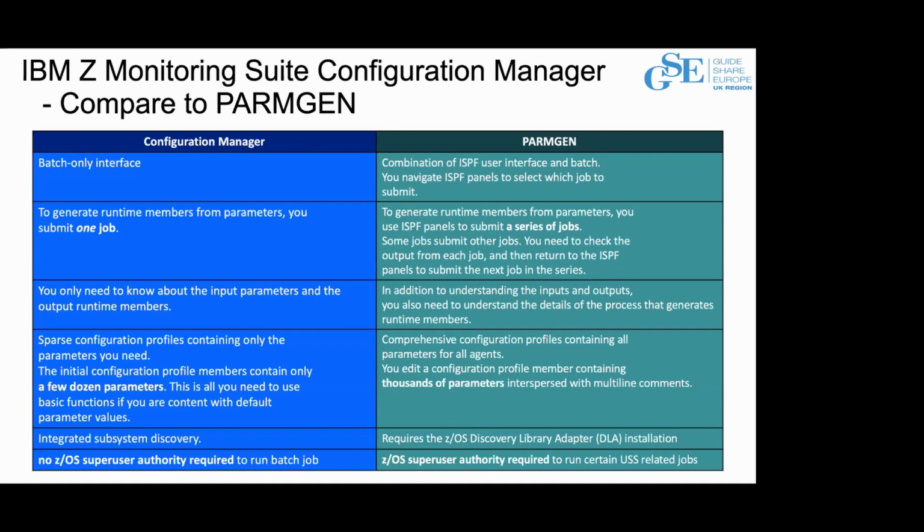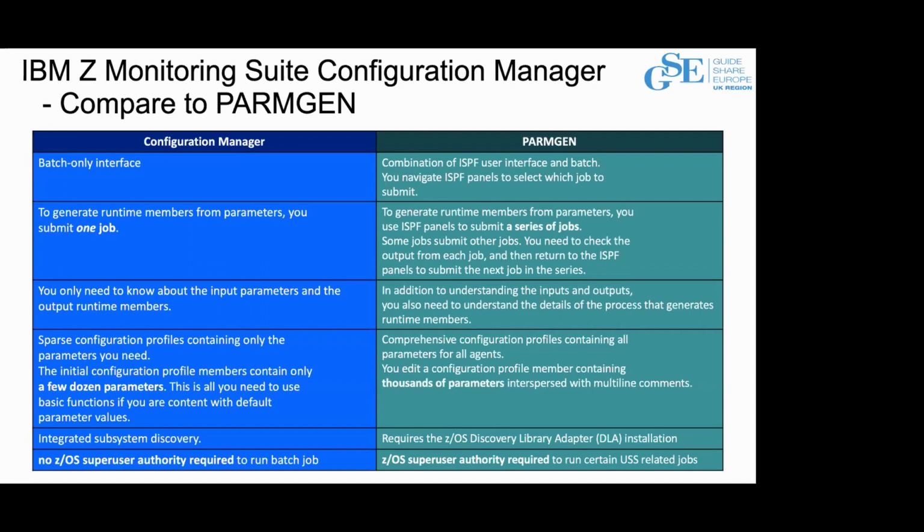So with PalmGen, you have to submit multiple or a series of jobs. Some jobs submit other jobs, and they take a long time. And you need to review each job output. If their return codes are fine, 0 or 4, you can go to the next step. Otherwise, you're going to have to go back and fix the problems and go back in again to submit the job and so on. And it can take a while to get around that. Whereas with the Config Manager, just the one job. And you'll see what you have to do if there's an error in the Config Manager output.